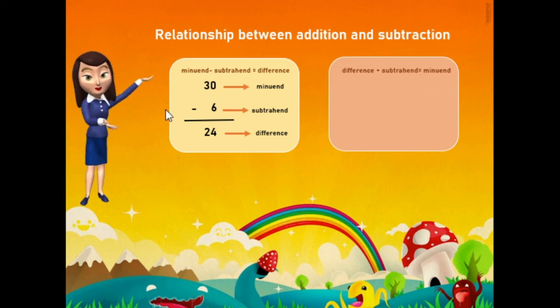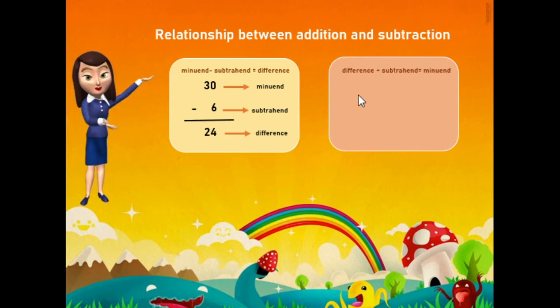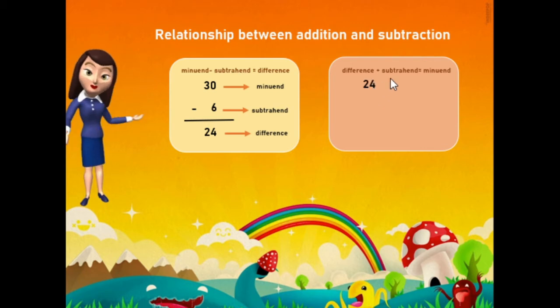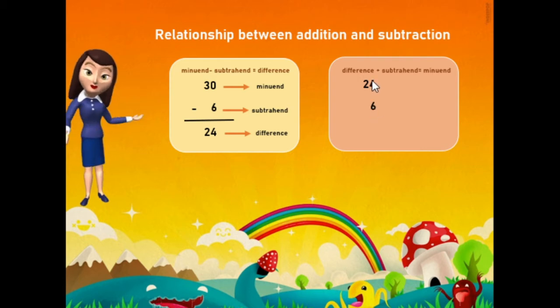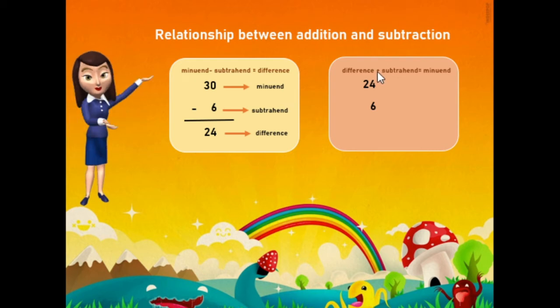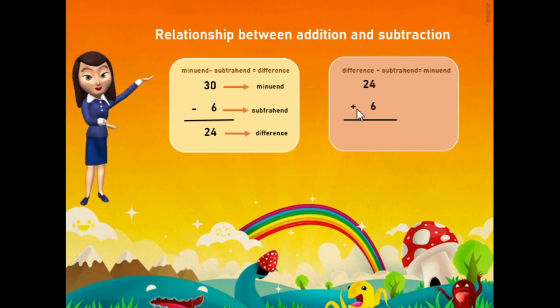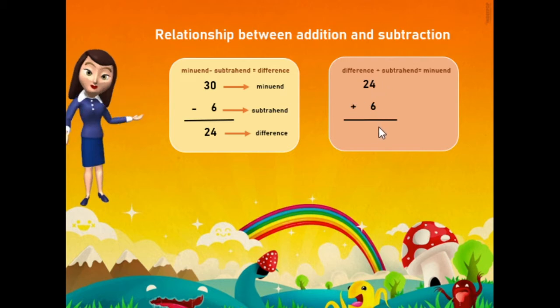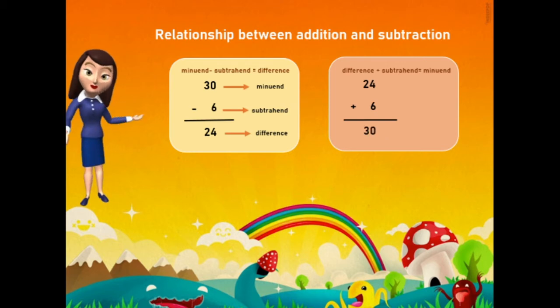Let's see. Okay? The difference here is 24. So you write 24. Subtrahend is 6. So we write it down. The operation is not minus anymore. It's plus. So we do addition. 4 plus 6 equals 10. Bring down 0. Carry 1.